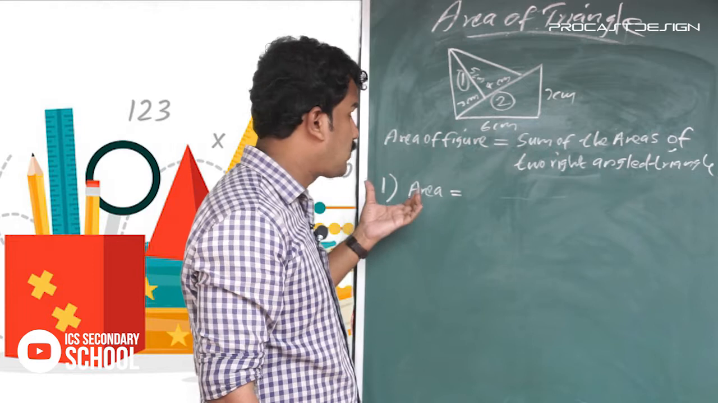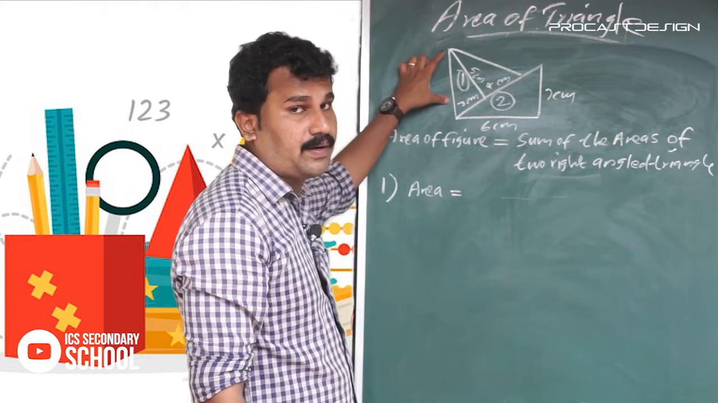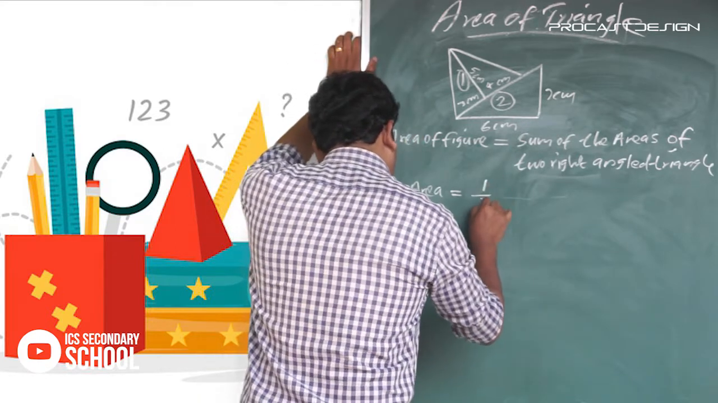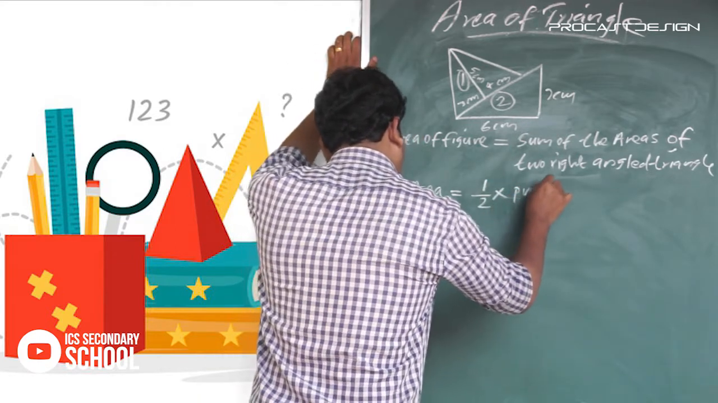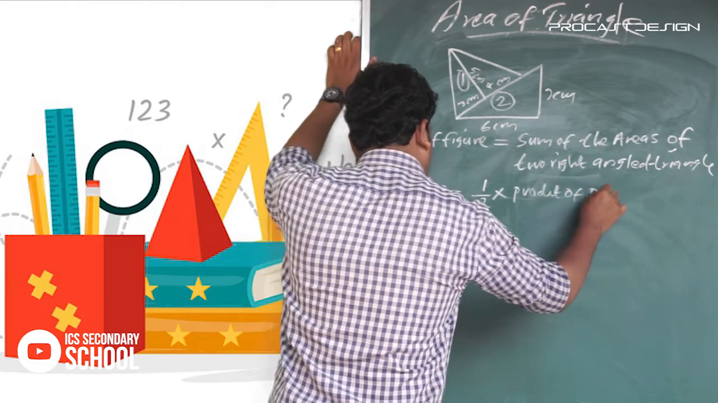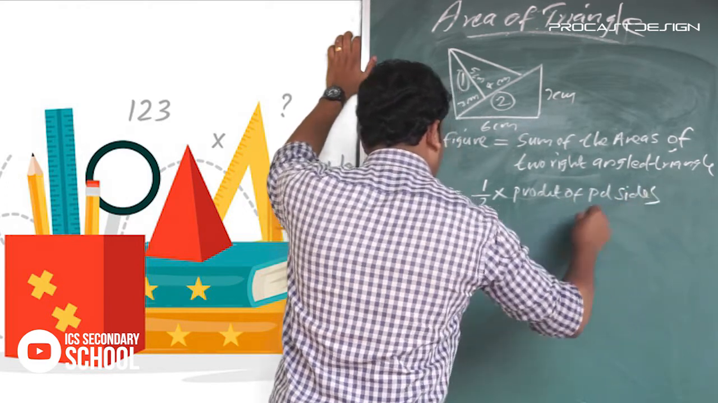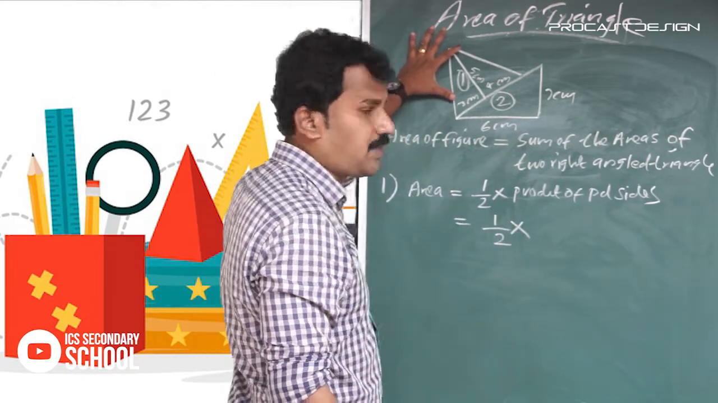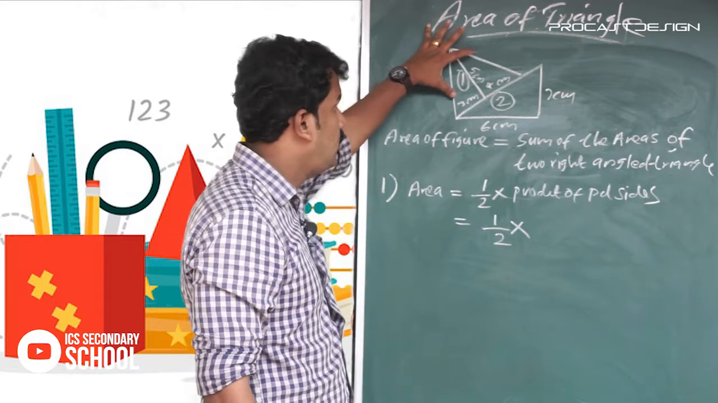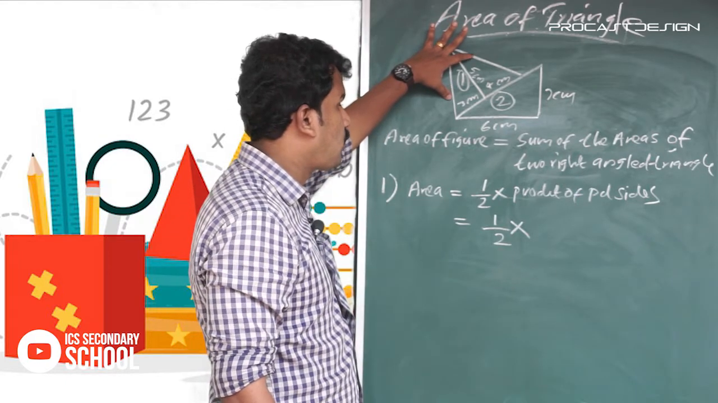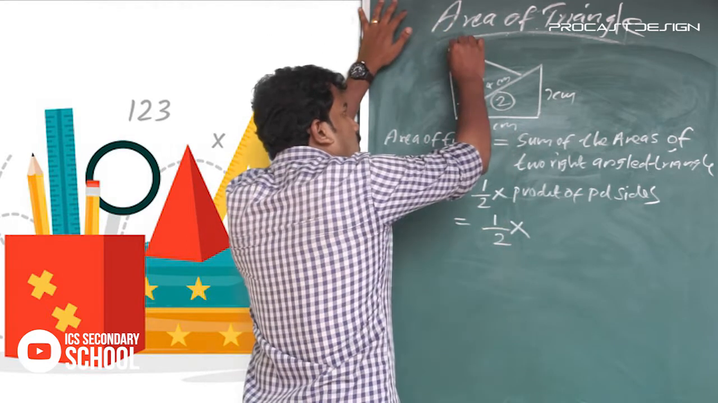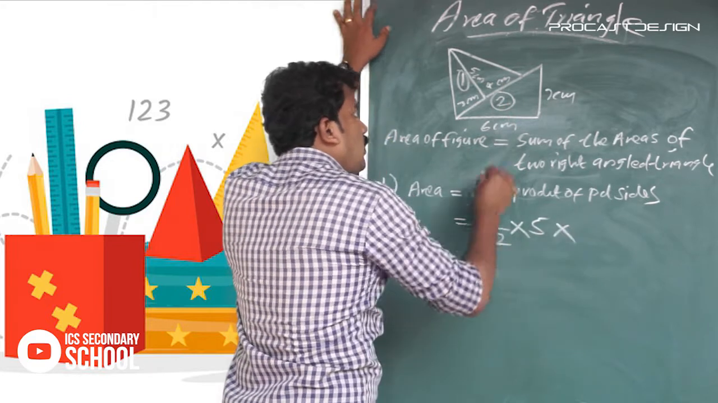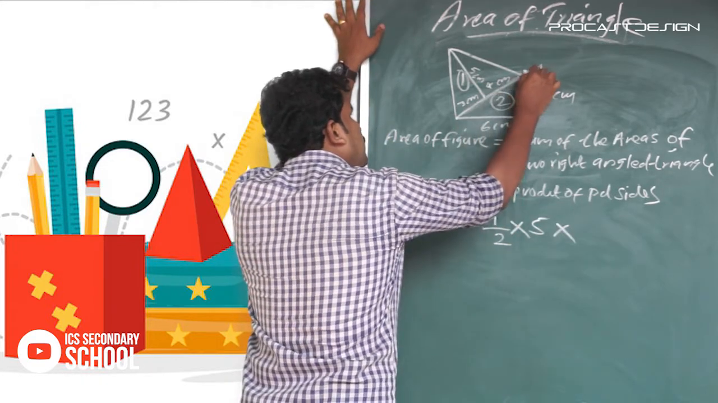So here first we calculate the area of the first right angle triangle. Area means half into the product of the perpendicular sides. Look at this first right angle triangle. The area is half into the product of the perpendicular sides. So here the perpendicular side is 5 centimeter, half into 5 into this base side.